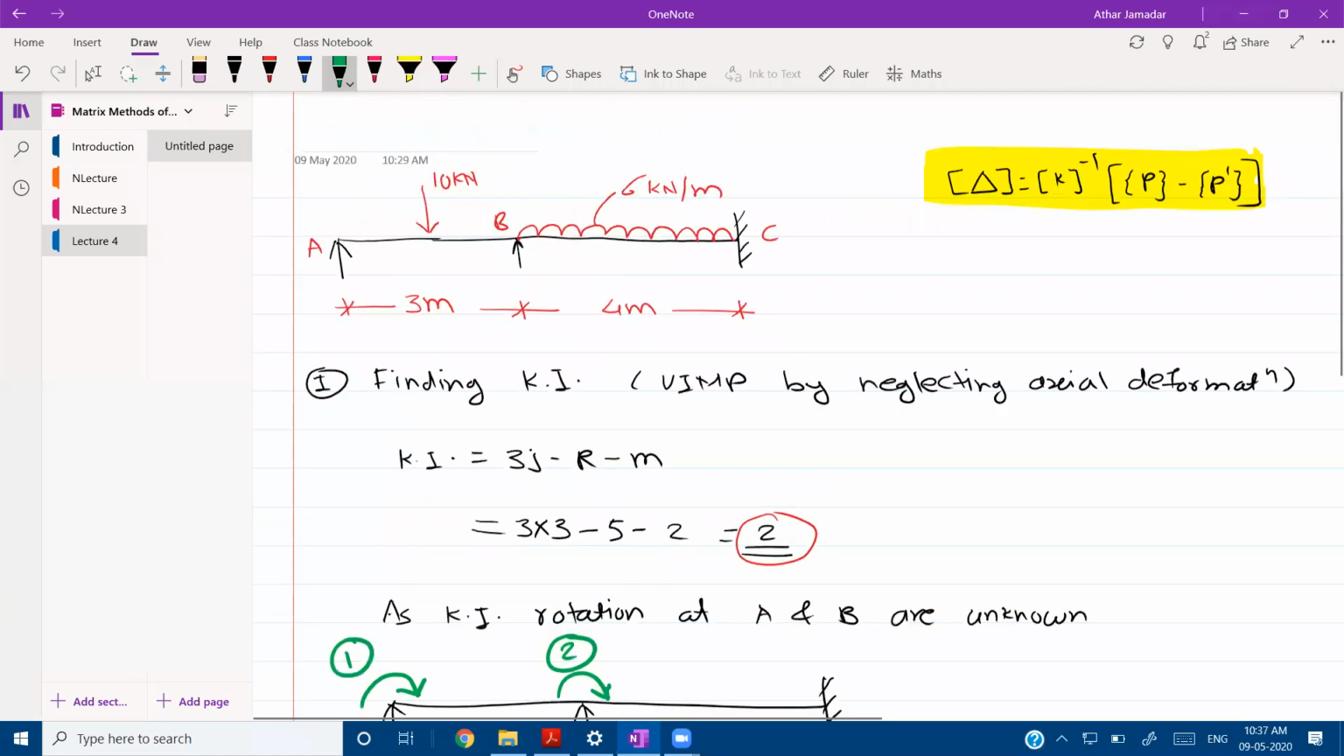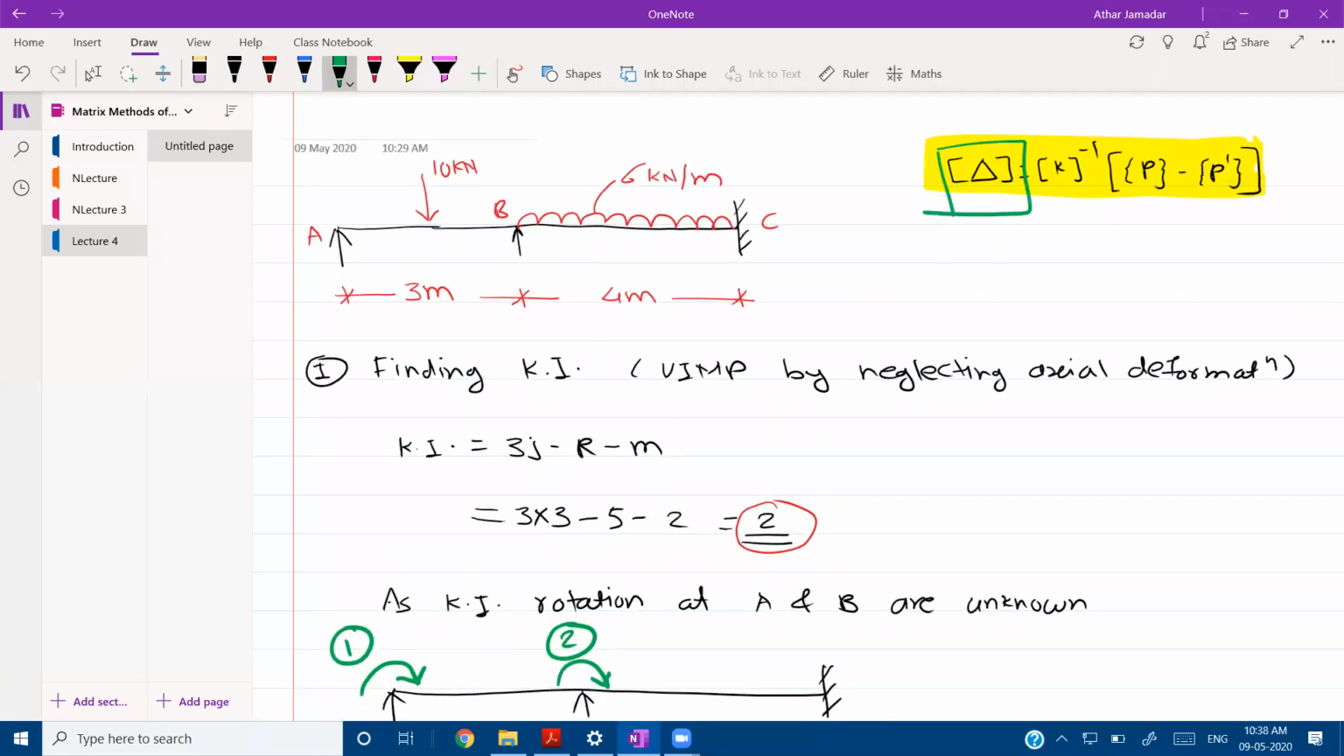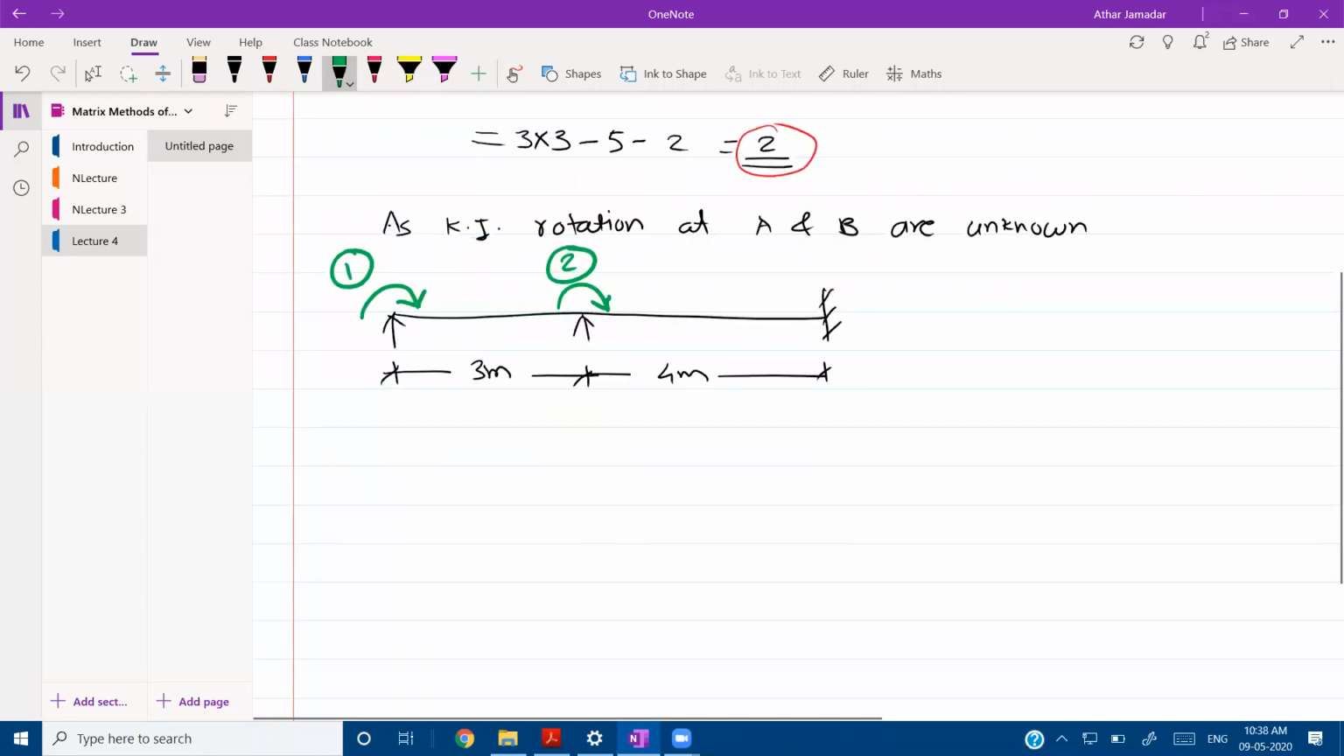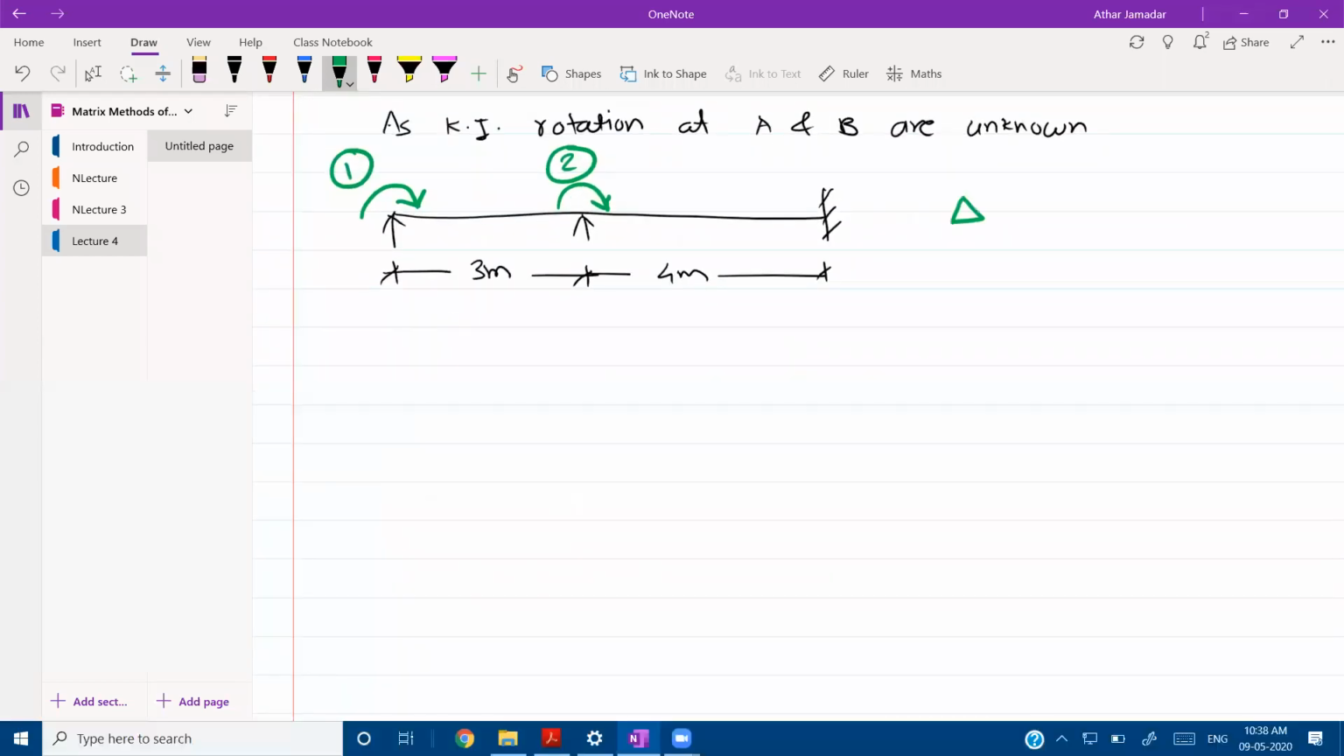And in this equilibrium equation, the del matrix will now be del 1 and del 2. That means the unknown at coordinate number 1 and the unknown at coordinate number 2, which is equal to theta A and theta B. Why? Because we have assumed rotation at A and rotation at B as unknown. Therefore, theta A and theta B are now going to be unknown.